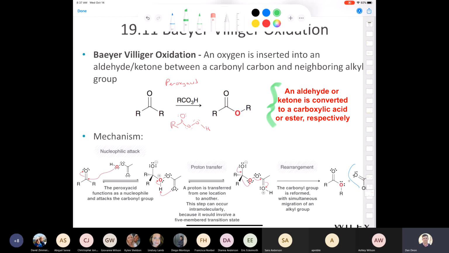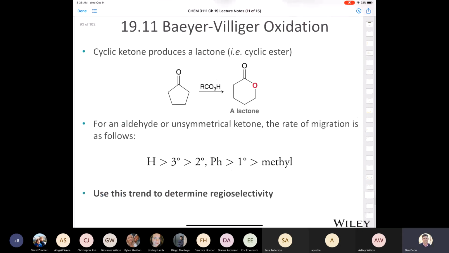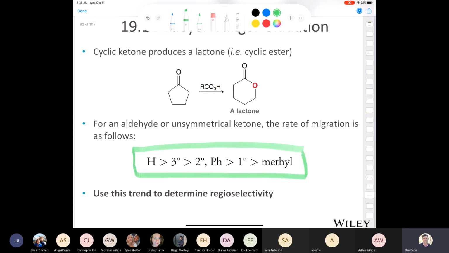Now you might be wondering, what if these two R groups are different? Where's the oxygen going to go? Can we tell which side it's going to go to? Well, the answer is yes, because the migration is going to be as follows. This is called the order of migratory aptitude. I'm not going to write that in here, but this is called the order of migratory aptitude.